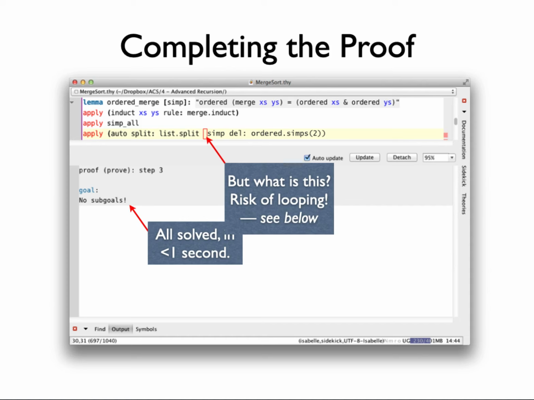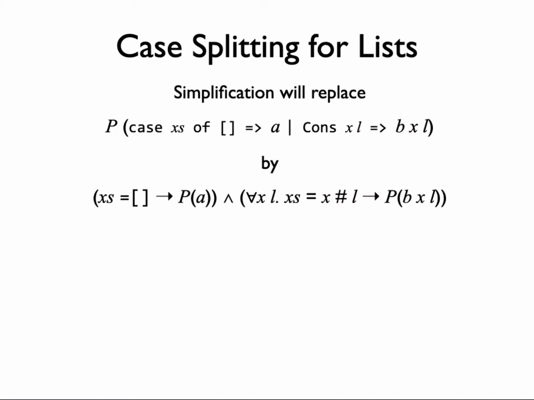but the problem is we did get looping, and it happened because basically what happened here was wherever we had case over a list, we replaced it by a conjunction where we have in the first part empty list and in the second part non-empty list. And in the non-empty list case, if you don't have a simp del that I showed you in the previous slide, it will split open the definition of ordered again, give you another case, and then this thing will split it, and it will go on forever.